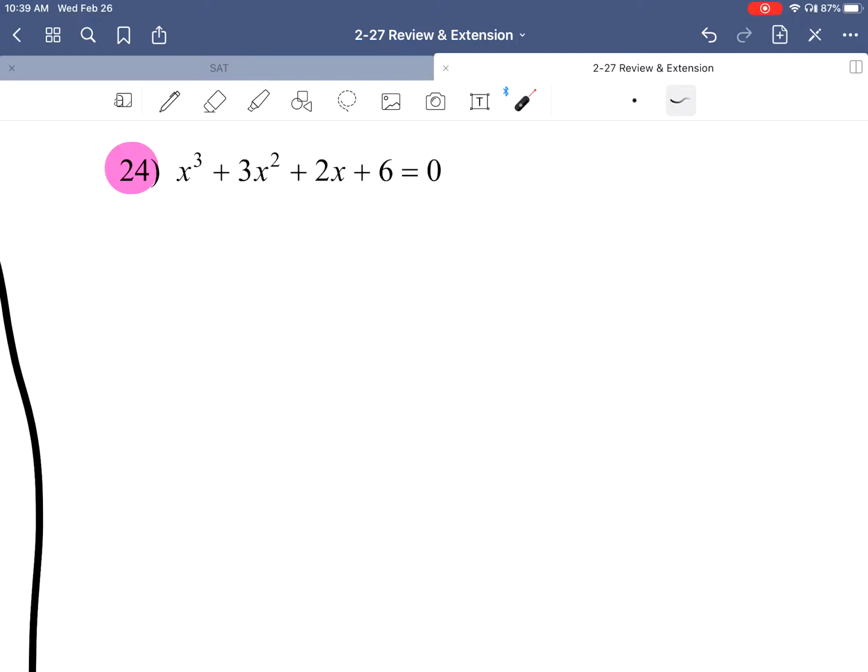All right, on number 24 here, you'll see that you're not given any roots, but you're asked to factor. So how would you do that? How do you start? It's not a quadratic, so you can't just put it in the box and diamond problem. So what do you do?